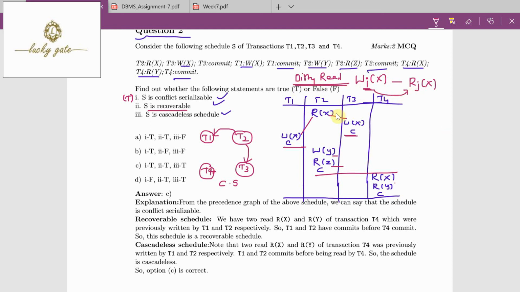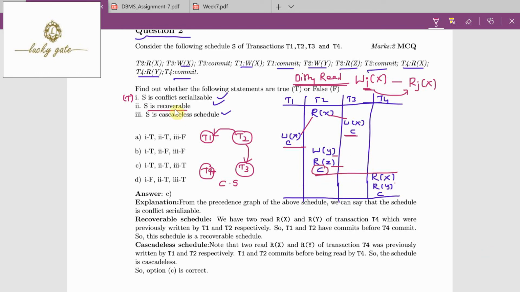Now observe, do we have any such dirty reads in the given schedule? After write X, it is commit only there, no dirty read. After the write X, no reads are there. After write X, no reads are there, but it is after commit only. So there will be no dirty reads.